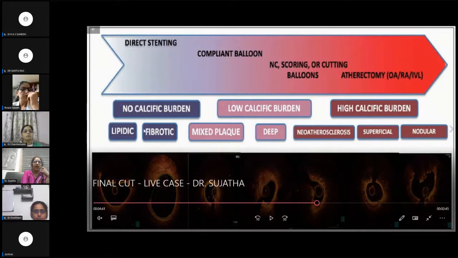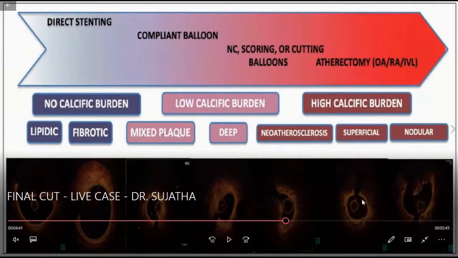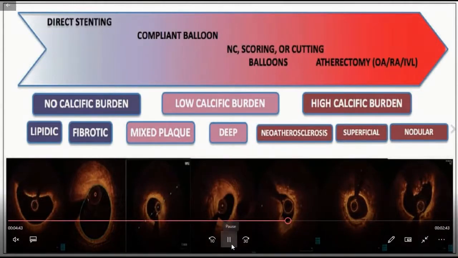As you can see, as it's a mixed plaque, a lipid fibrotic plaque, we decided to do a direct stenting. If there is low calcific burden, we use a compliant balloon. And as we see more and more calcium, we modify our strategy depending upon the amount of calcification to use various calcium-ablating technologies. As our plaque looked like a soft, mixed plaque with not much calcium, we decided to go ahead and stent directly without using any non-compliant balloons.